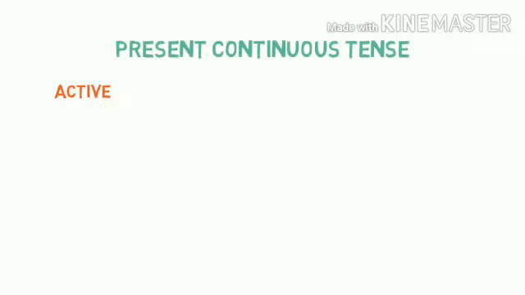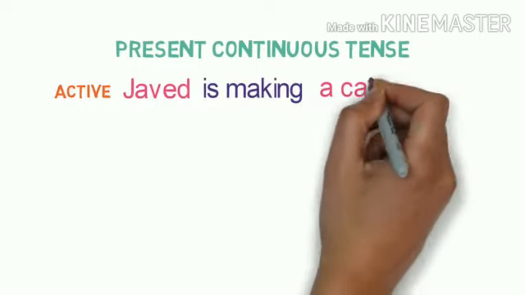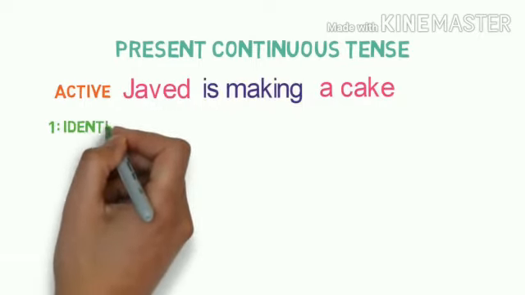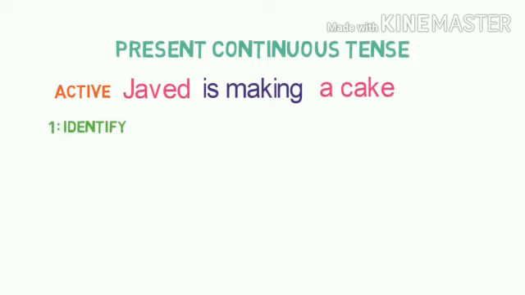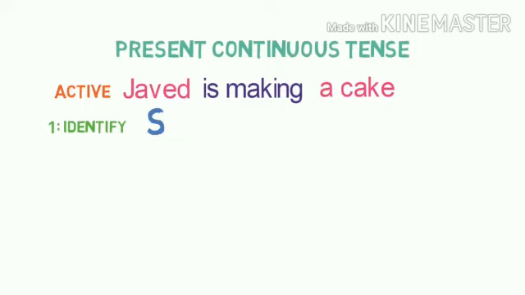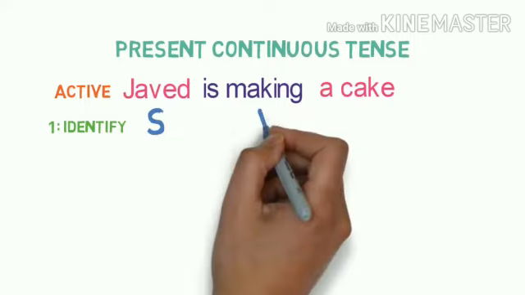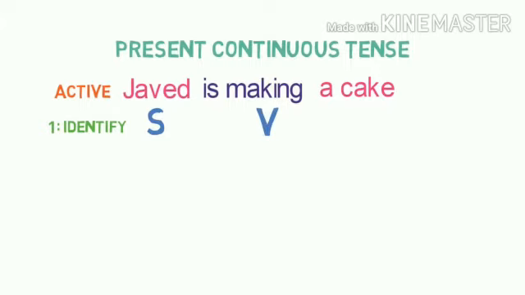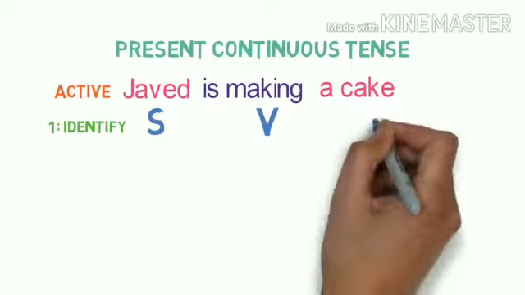Now we are moving on to present continuous tense. Active voice: Javed is making a cake. Step one is to identify subject, object and verb. So we are using the first step. Here, who is performing the action? It's Javed. So it's the subject. And what is the action performed? It's making. So it's the main verb. And what's at the receiving end? It's the cake. So it's an object.